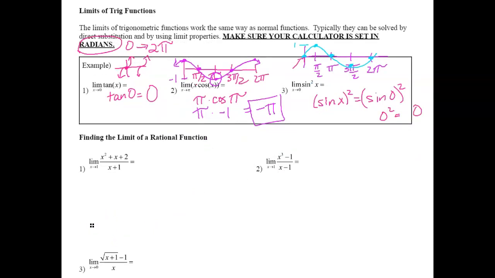Okay, so let's look at our next topic. Finding the limit of a rational function, kind of our topic number 2. Okay? So on this one, ooh, this looks pretty complicated, and so it kind of looks like our day 1, but remember, we want to try direct substitution and see if it's undefined.